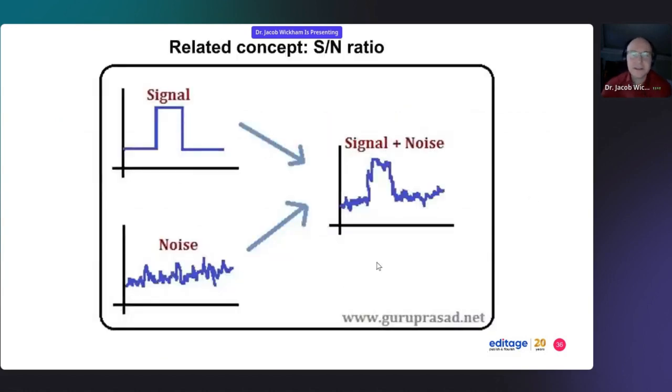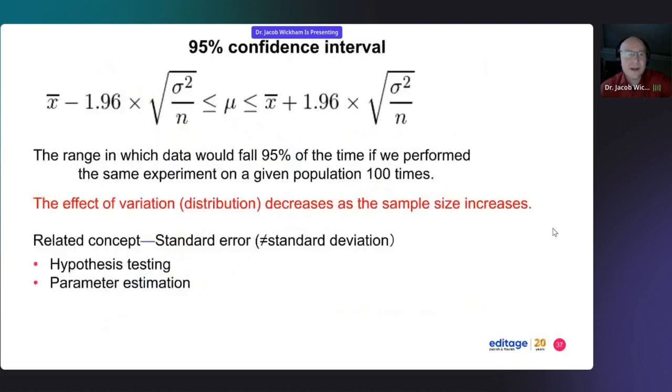Again, changes become more difficult to detect with larger background noise. So hopefully your effect size is large. And here's a good depiction of the signal to noise ratio. So hopefully the effect sizes are big and you can distinguish your signal from the background noise.